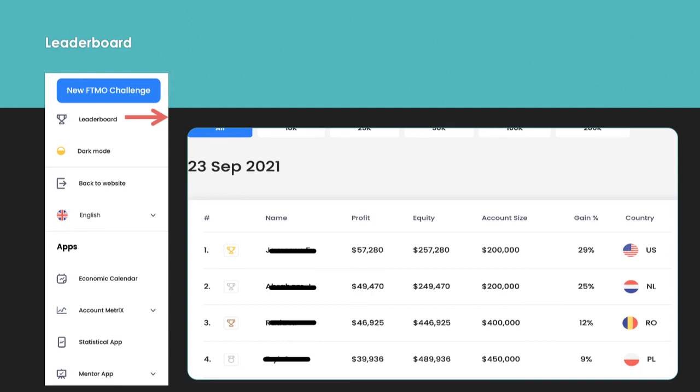OMG. Will you look at that? 57,280 is what this person made. We're talking for a 30-day period. For some people, that's their annual salary. 49,000, 46,000, 39,000. Just picture yourself getting that check, getting that deposit.